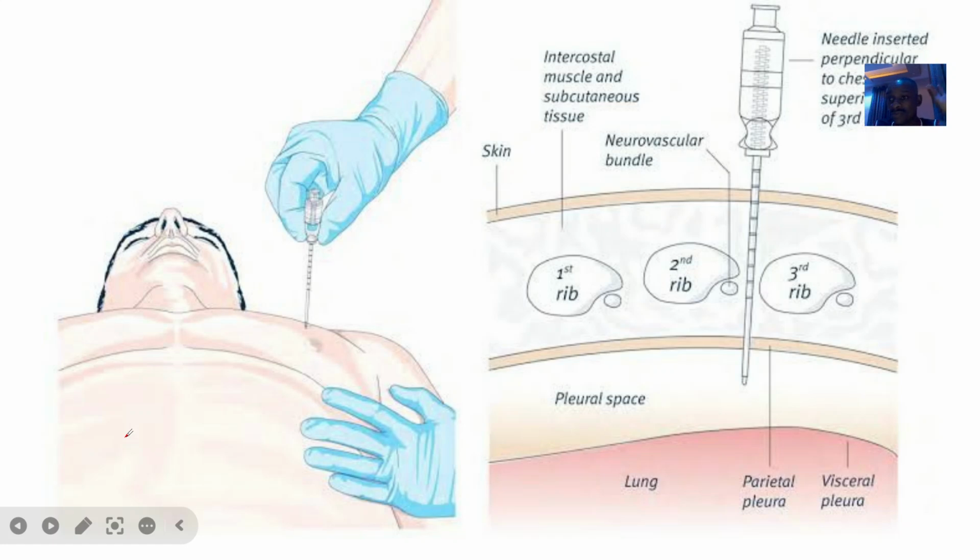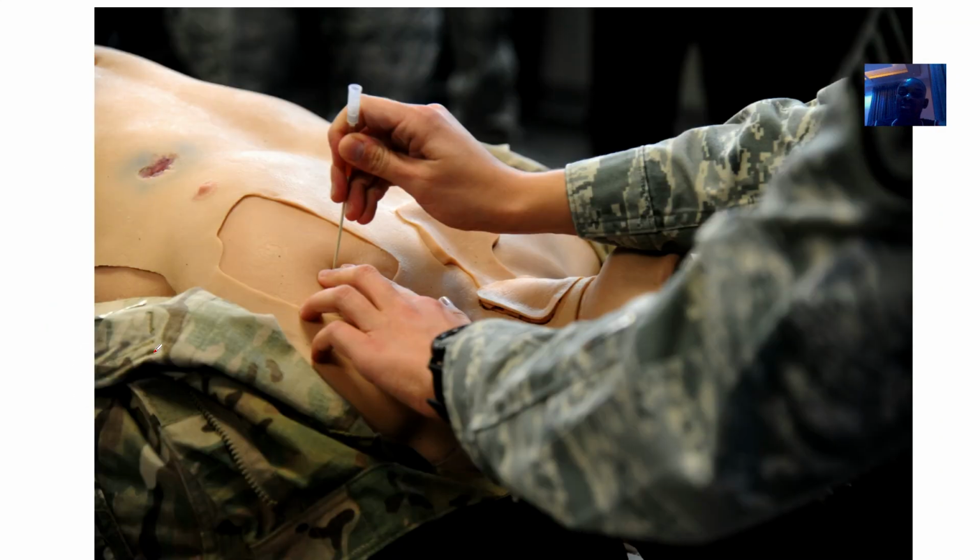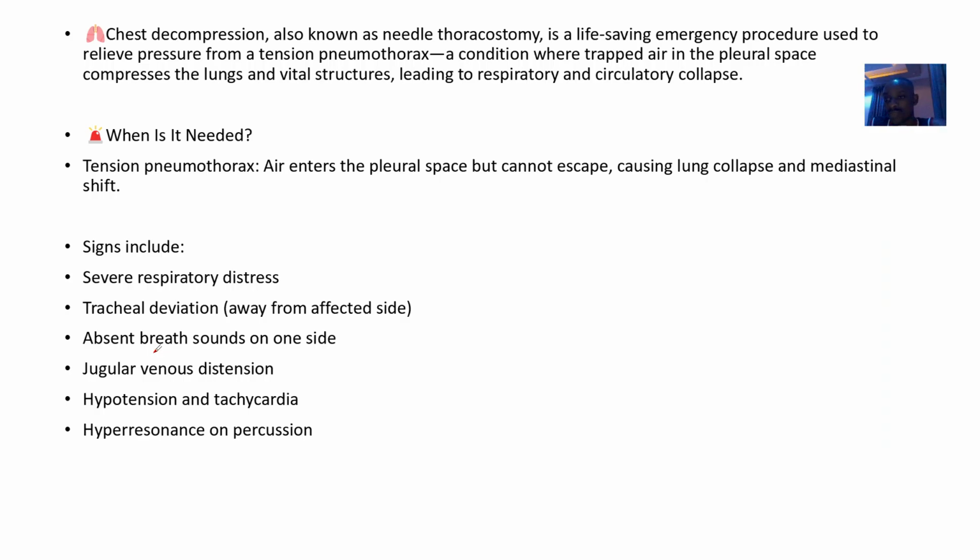So I might use a needle. It's also known as needle thoracostomy. Of course, I'm using a needle to gain access through the thoracic cavity, through the thorax, to thoracostomy. It's a life-saving emergency procedure. You are trying to relieve pressure from a tension pneumothorax.